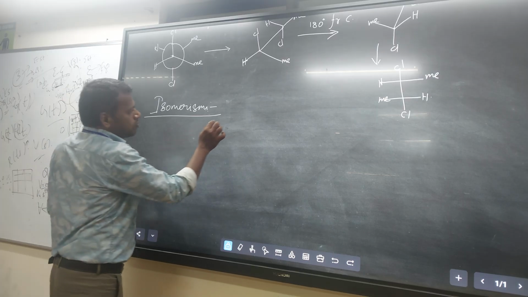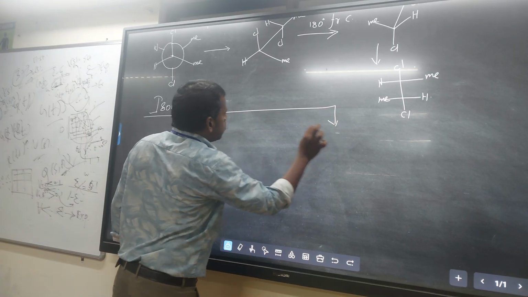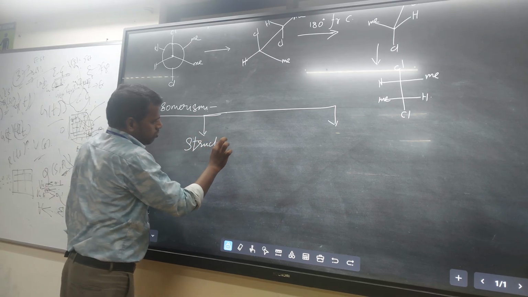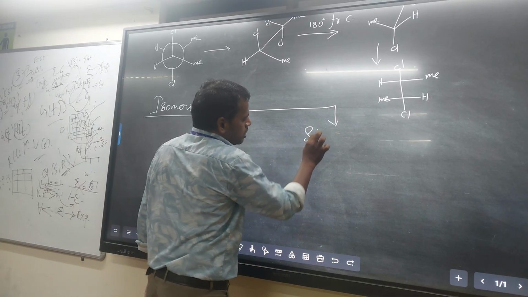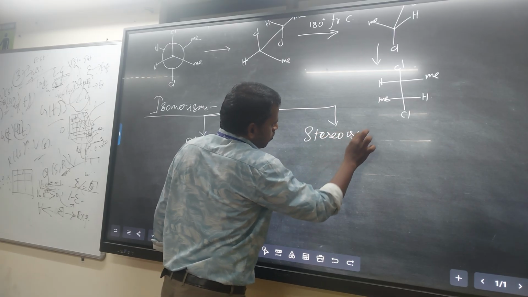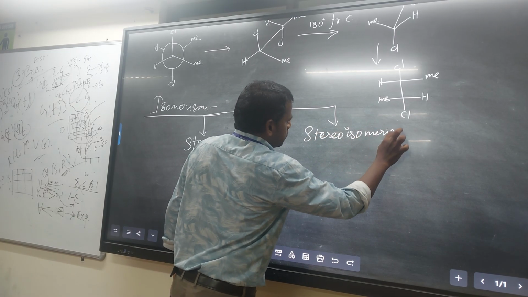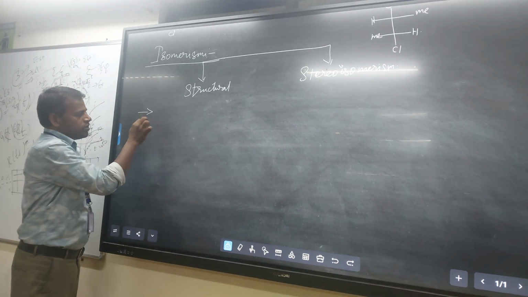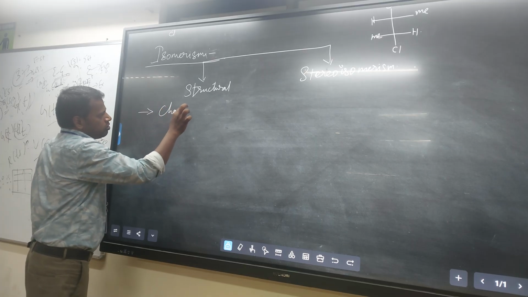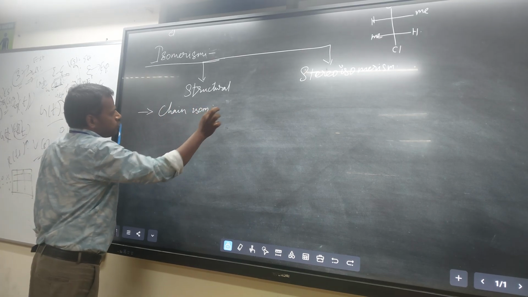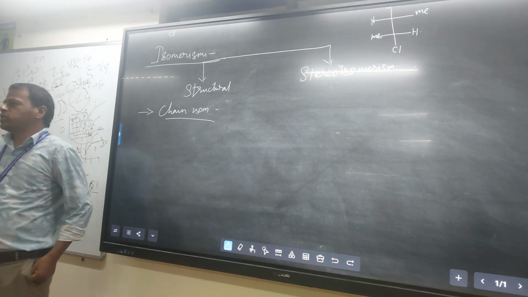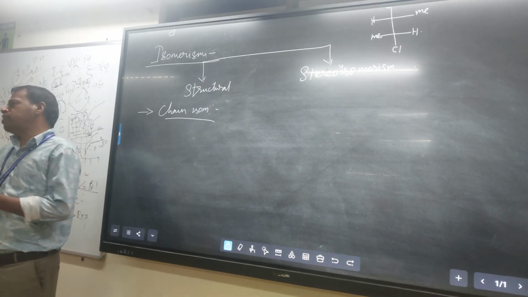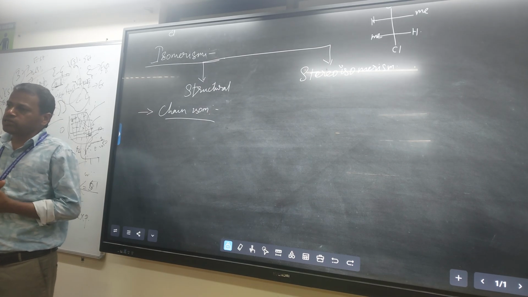So isomerism we classify into two: structural isomerism and stereoisomerism. First, structural isomerism, very simple. What is structural isomerism? The molecular formula is the same, but the structural orientation, the structural arrangement, is different. That is structural isomerism.